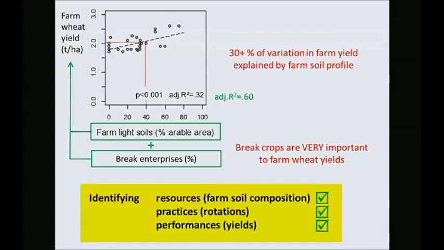So identifying resources, here farm soil composition, practices, here rotations and production orientation, as well as performances, here using the long-term yields. I think we checked that, and importantly, we linked those factors together to explain the complex relationships.